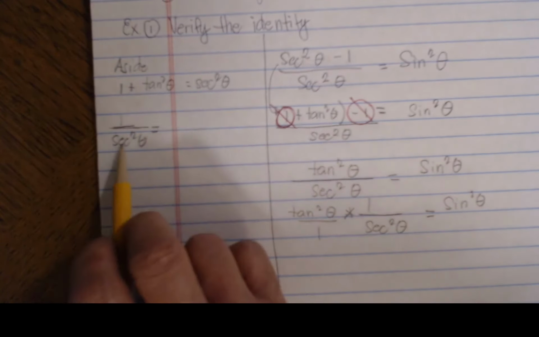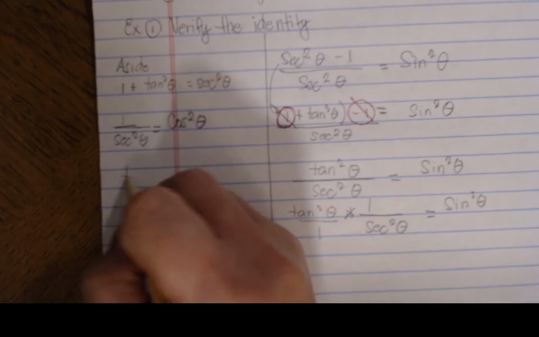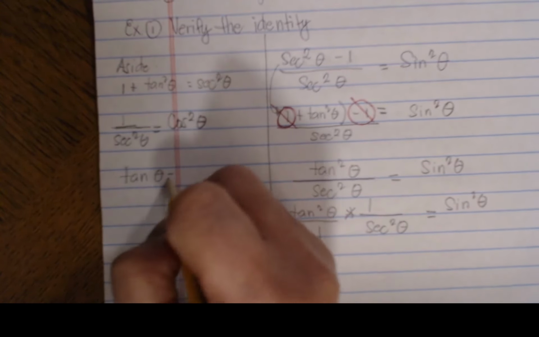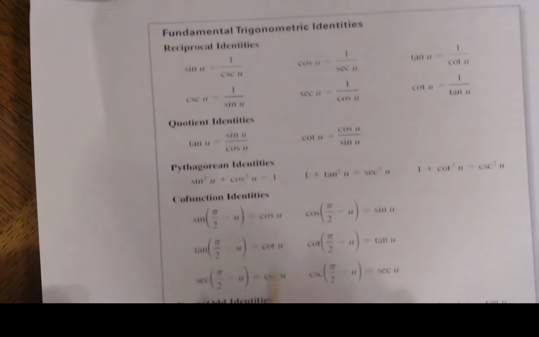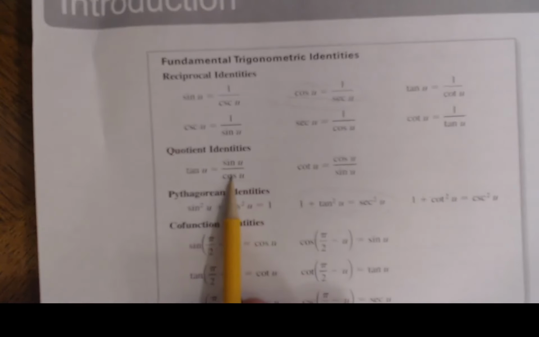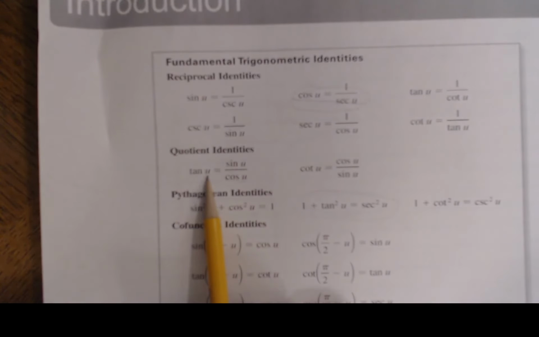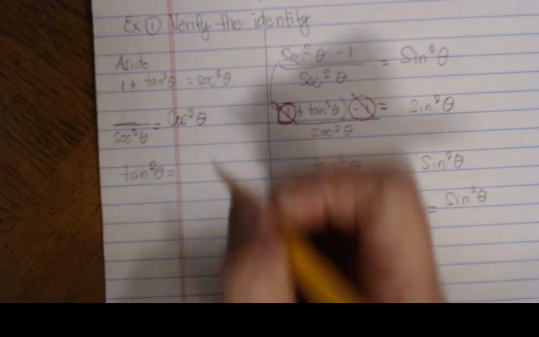Right? And then that means tangent squared also. You know that's tangent theta. Using our quotient identity, which is tangent u is equivalent to sine u over cosine u. So if I have tangent squared theta, I can rewrite this as sine squared theta over cosine squared theta. Okay.